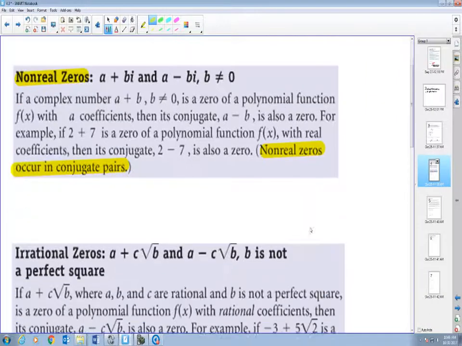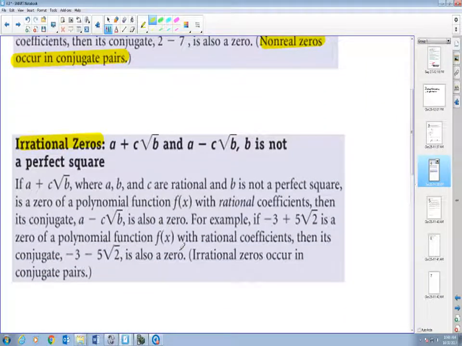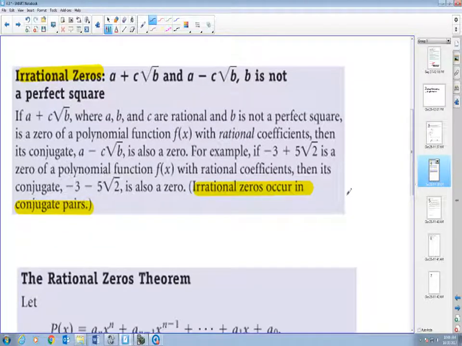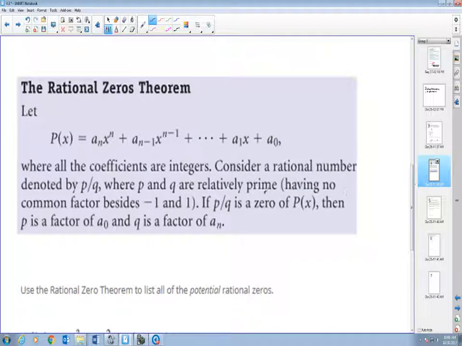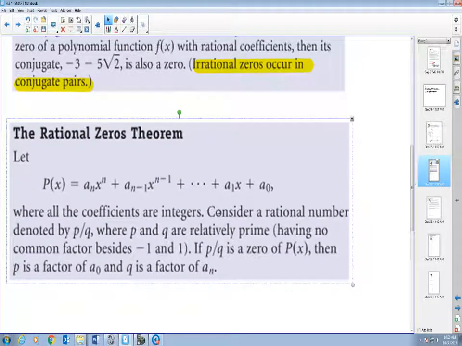Alright. Another type of zero is called the irrational zeros. Irrational zeros are real numbers, so they will show up on the x-axis. Irrational zeros also occur in conjugated pairs. Okay, they also occur in conjugated pairs. So let me kind of summarize this just real quick. And of course, the last one is called the rational zeros. So let me do it right here. Let me make this a little bit smaller.